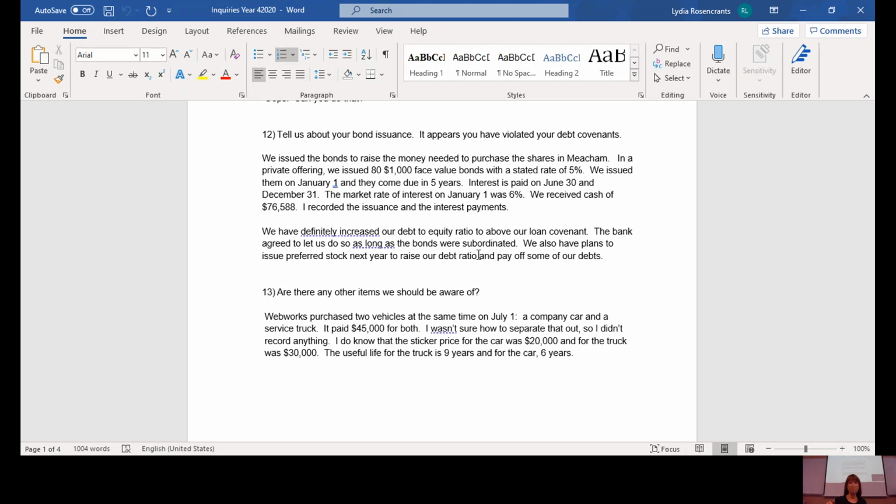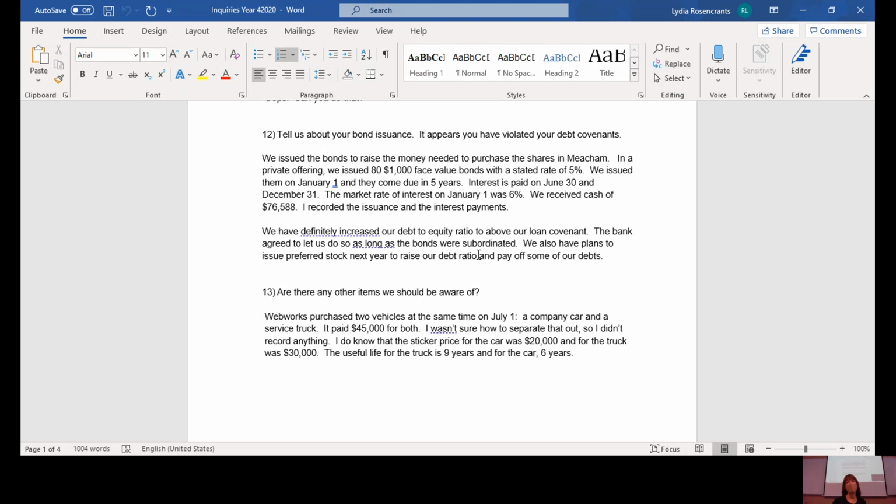So we, as the auditor or reviewer of WebWorks, would certainly be aware of what those debt covenants were on their loan, and they did violate them because WebWorks has issued a lot of debt. They have the loan, they have the finance lease, which is a very large non-current liability. They did the pension plan this year, which actually has not increased their liabilities yet, but will when we fix that. And then they issued the bonds.